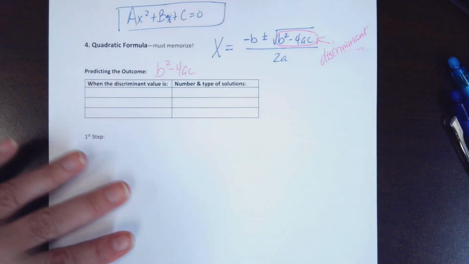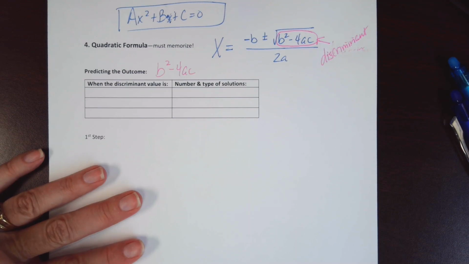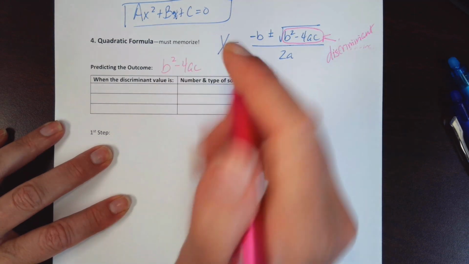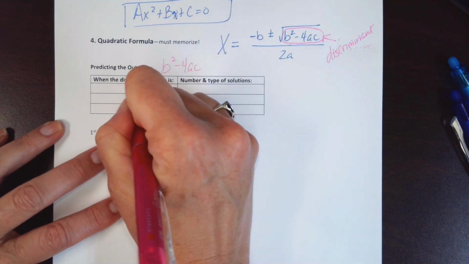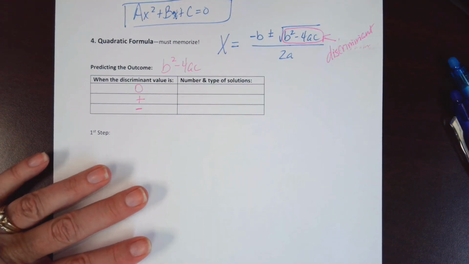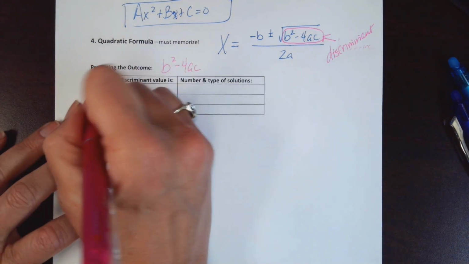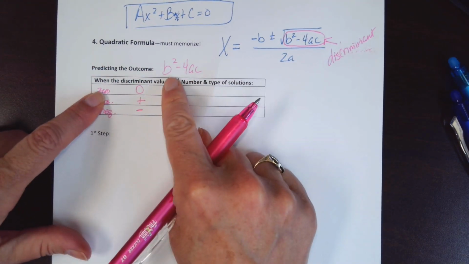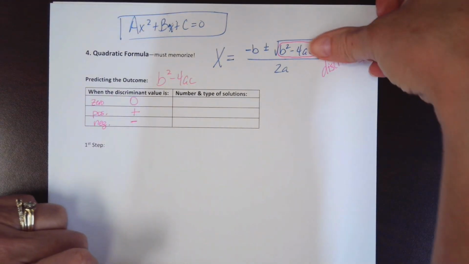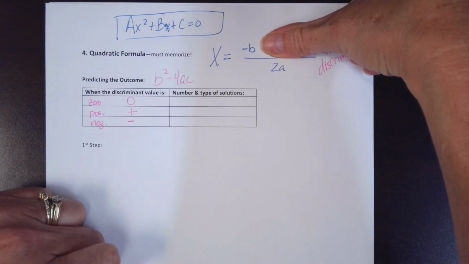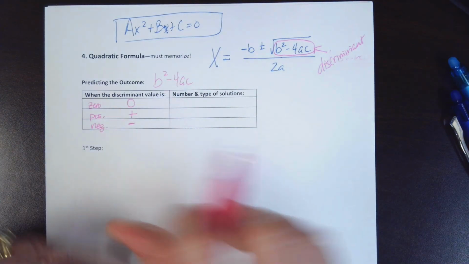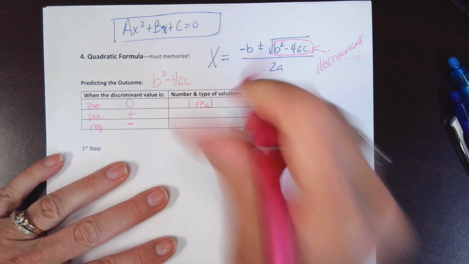So I work out b squared minus 4ac, and it tells me what kind of solutions I'm going to have. Now, when I plug in numbers and figure this out, the value that I get is either going to be 0, positive, or negative. Those are the only 3 options I have. If I work out b squared minus 4ac and it's 0, this square root part goes away, that plus minus goes away, and I'm left with negative b over 2a as my solution. That is real, and it's just one solution. That's one real solution.